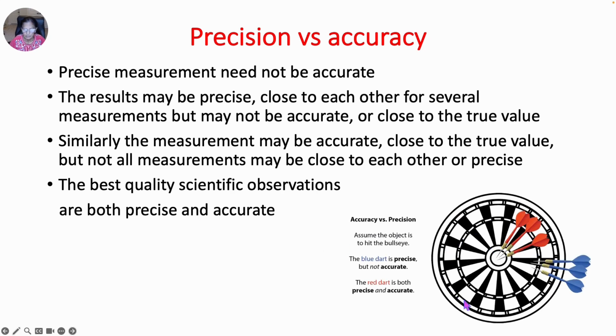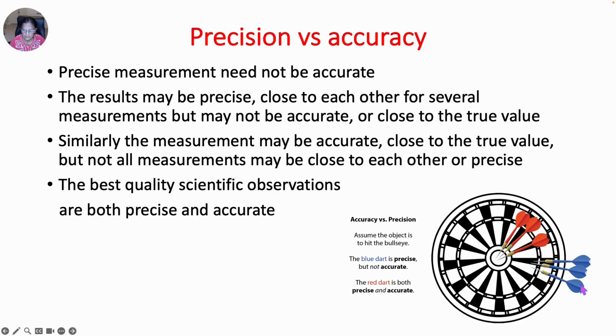Let's see this with the help of this wheel. In the center of the bullseye is the true value. And these three red dots, they are close to the true value. These are three different measurements and these measurements are also close to each other. So these measurements are precise and these measurements are also accurate because they are close to the true value.